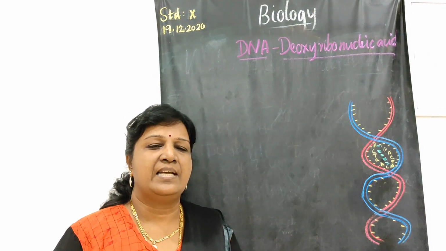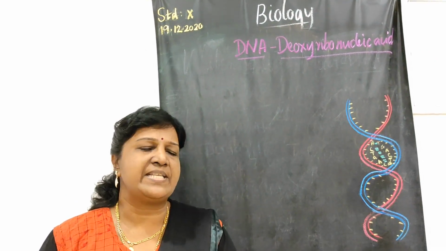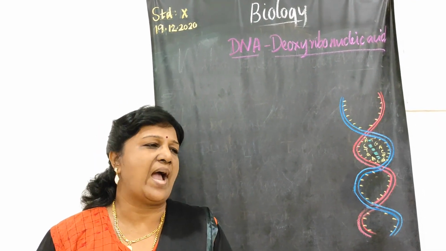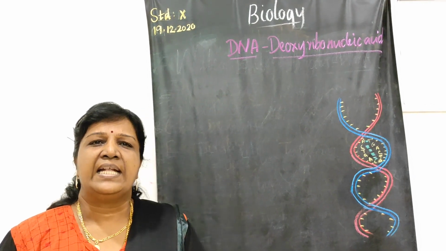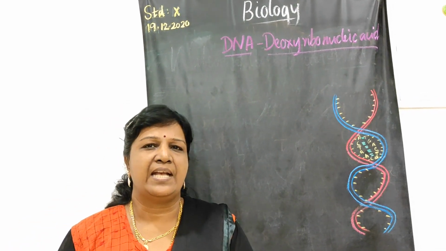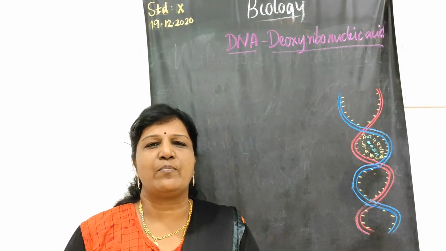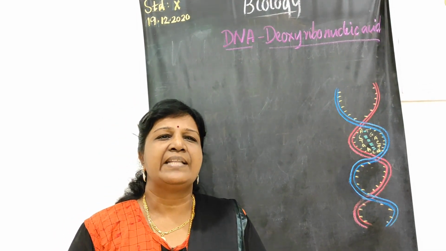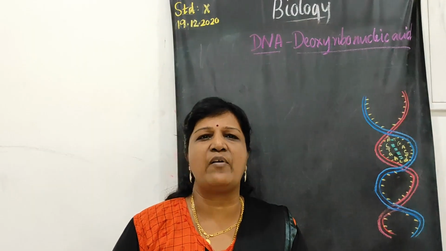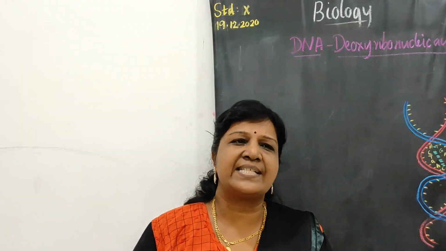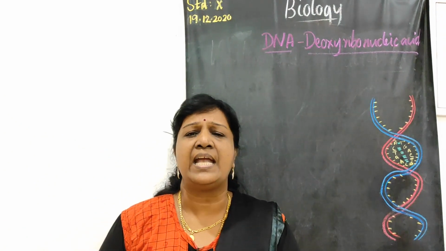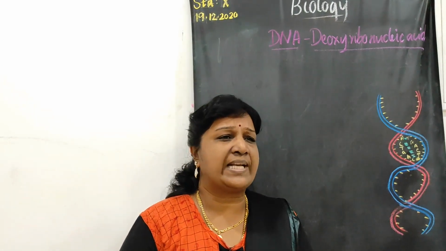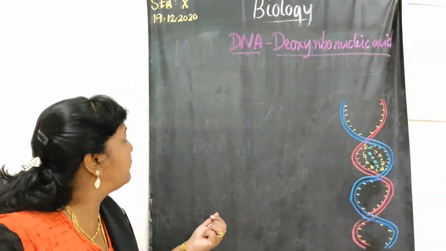Deoxyribonucleic acid. We know DNA is the genetic material which transfers the hereditary character from one generation to another generation. There are many models for DNA, but the most widely accepted model is the double helical structure of Watson and Crick. They proposed the three-dimensional model of DNA on the basis of X-ray diffraction studies of DNA obtained by Franklin and Wilkins.